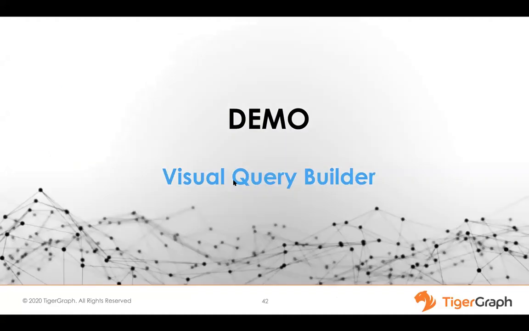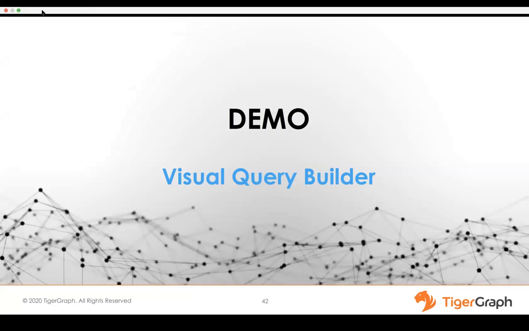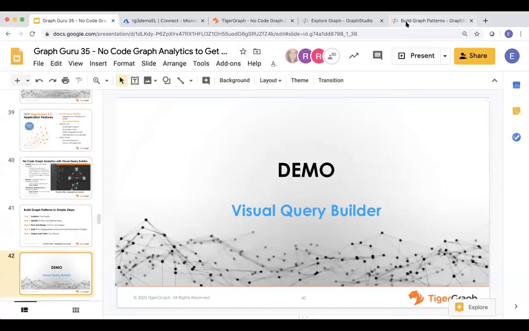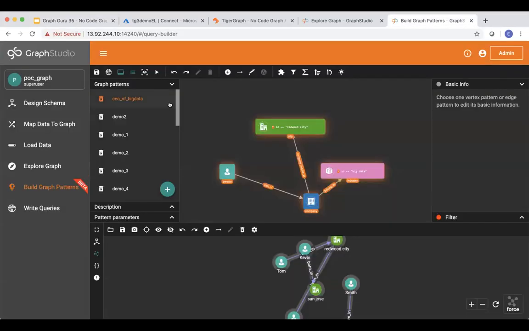Now, let me get into another live demo to show the Visual Query Builder. I'm going to another demo environment. I want to point out that I set up this demo environment on an Azure instance. So you can definitely run TigerGraph through the marketplace and also install your own package on any of the cloud instances.